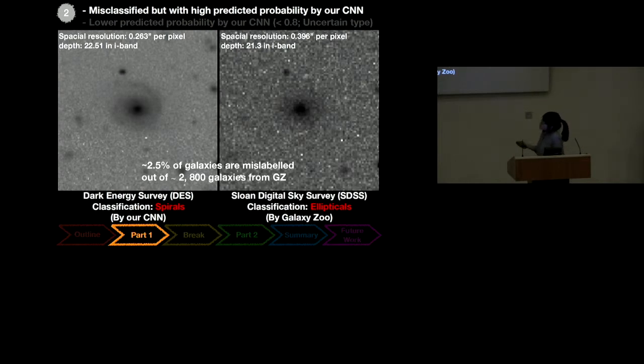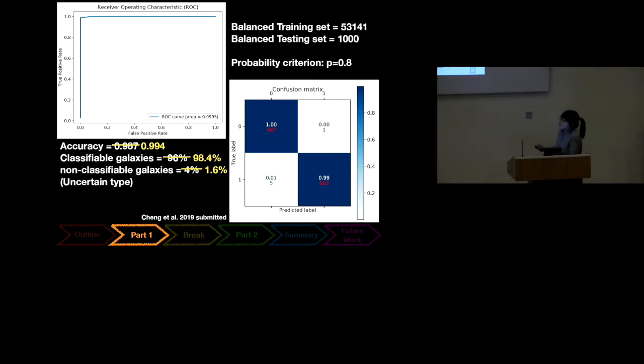So we find a total of about 2.5% of galaxies in our sample which are mislabeled by Galaxy Zoo. And we correct that and do the retrain. So it improved our accuracy to over 0.99, and it very significantly decreased the number of uncertain type.